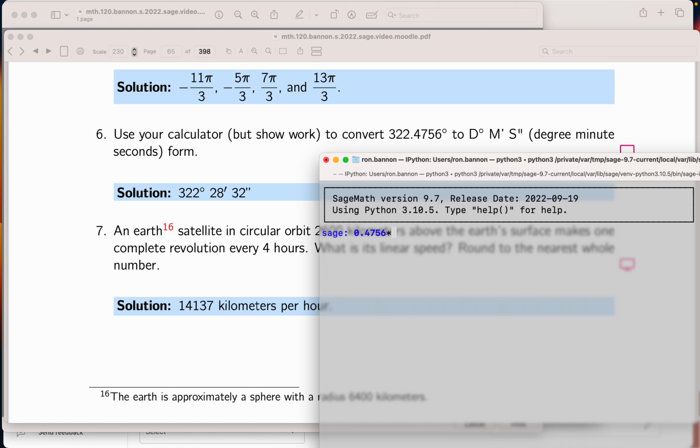How do I do that? Multiply by 60. And what number do you get? You get 28 point something, all right? So what do I have now? I have 332 degrees, 28 minutes.